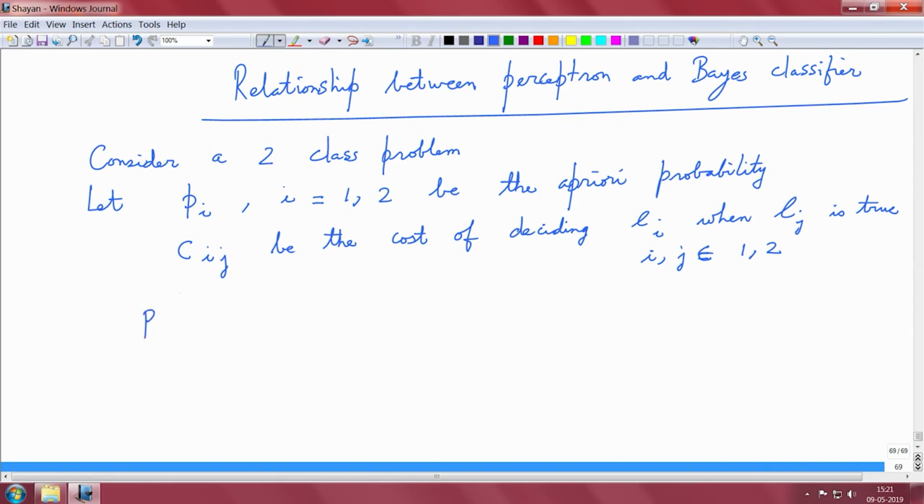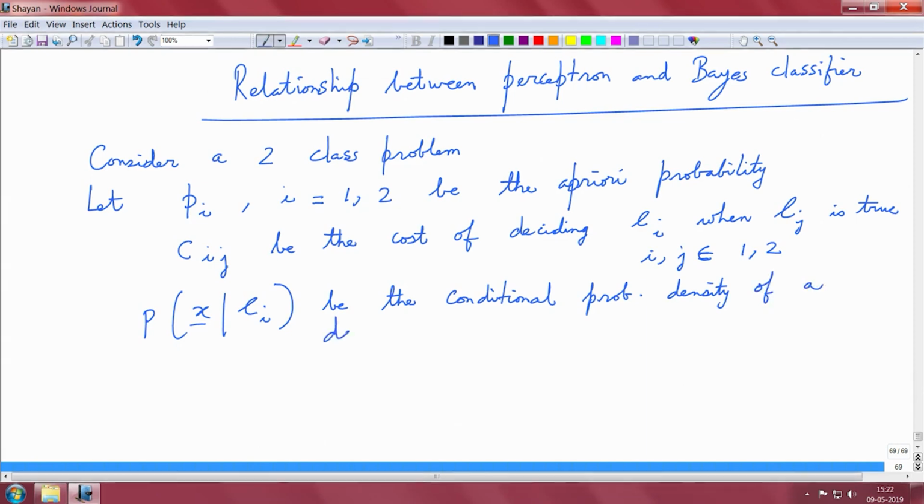Let P of x given Ci be the conditional probability density of a data point x in class Ci. So, with this setup we will formulate a risk function.